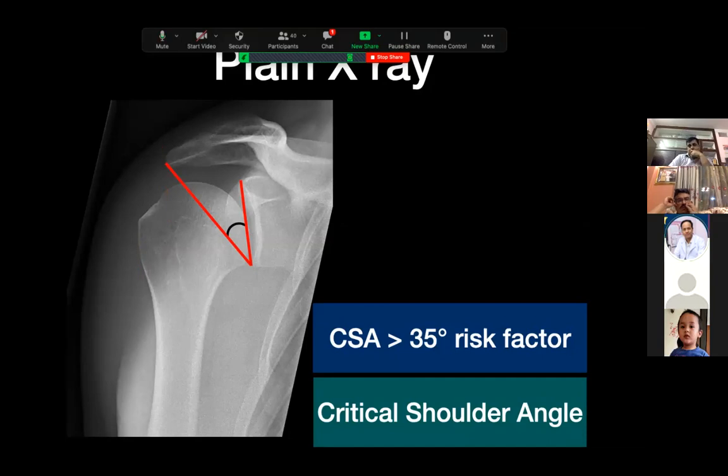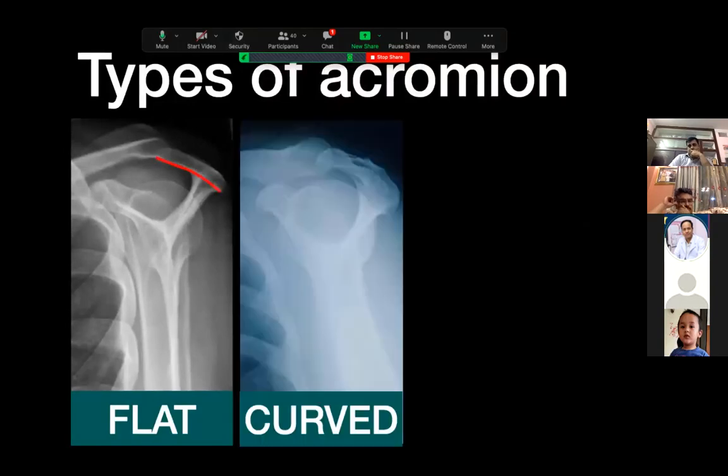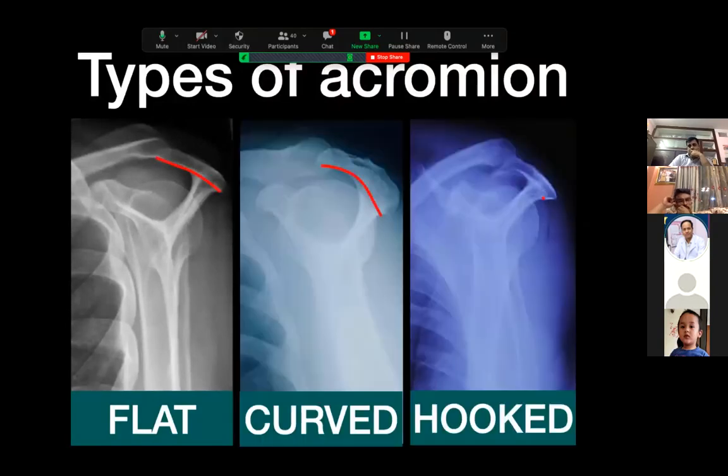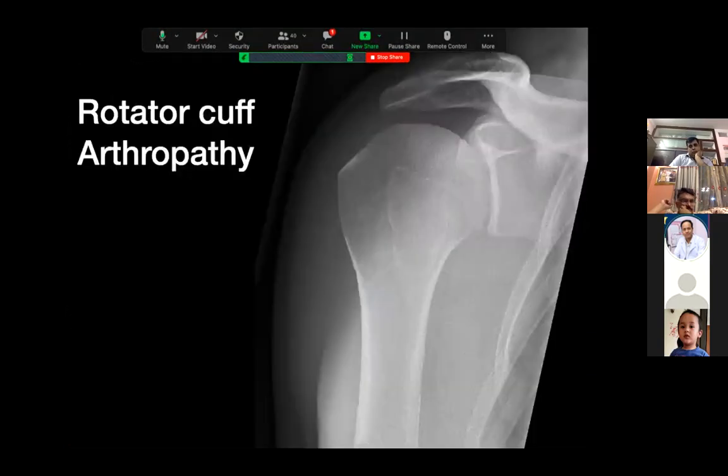These are various types of acromion, which Amit sir and Sushil were mentioning. The hook type is a risk factor for rotator cuff tear, and we always have to search for it, because during treatment we have to treat this acromion by acromioplasty. This is rotator cuff arthropathy, in which acetabulization of the acromion will occur, and this is some other classification.